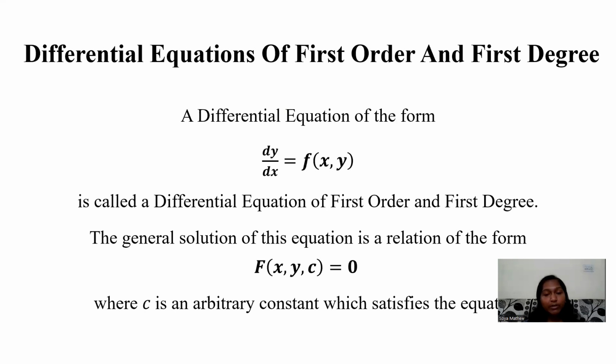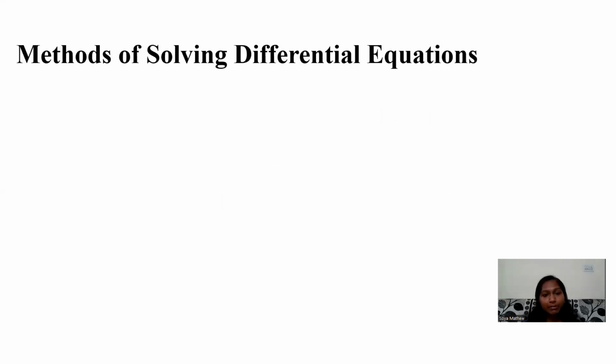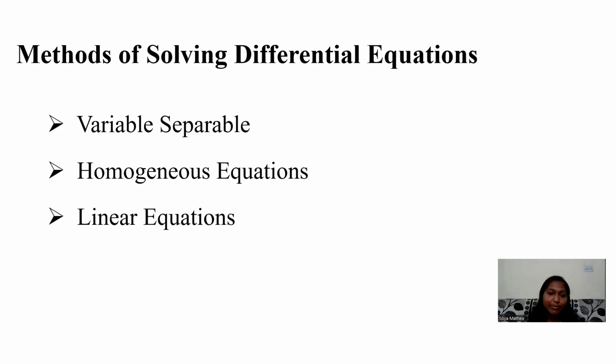Now the general solution. When you solve this equation, you will get a general solution. If we solve an equation of first order, first degree, we will get a general solution with one arbitrary constant. So a solution is a relation connecting x, y, and c. It takes the form a function of x, y, c equal to 0. There are many methods of solving differential equations, among which a few are variable separable, homogeneous equations, linear equations, and exact equations. Today we are going to deal with the variable separable method.